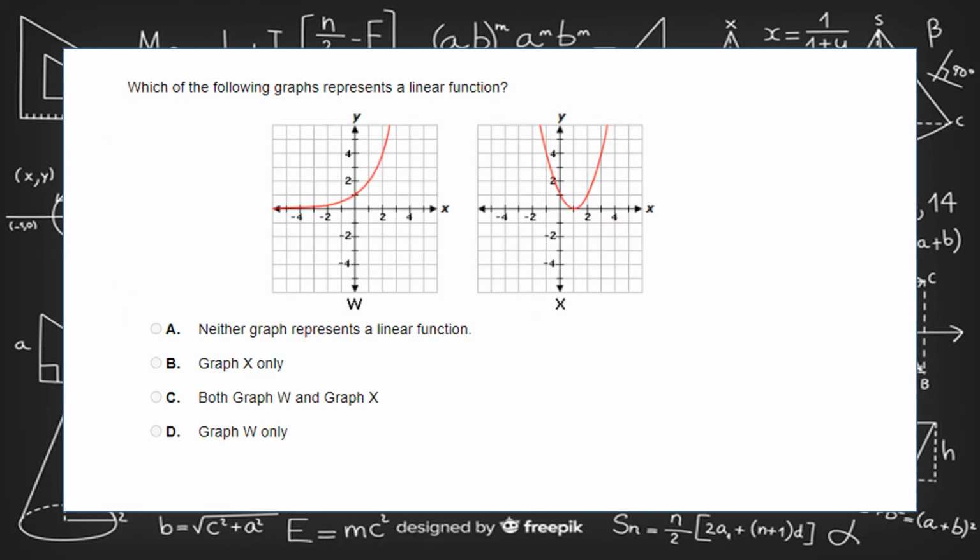Which one represents a linear function? Linear has the word right in its definition. It is a line, a straight line going up, down, across, or straight up and down. It can have zero curves. This one has a curve right there, so it can't be that. This one has a curve right there, so it can't be that. So this one is A. Neither of these graphs represent a linear function.